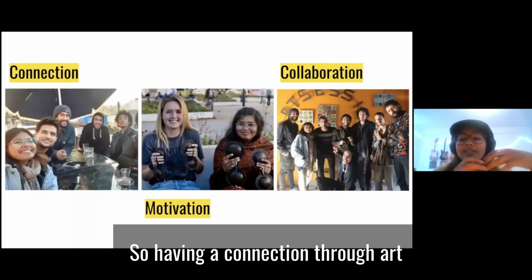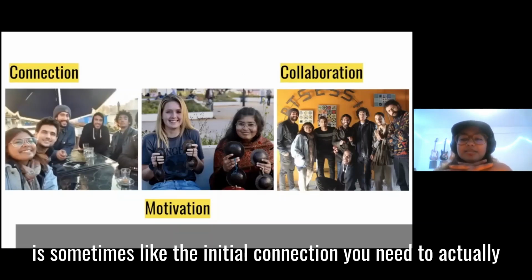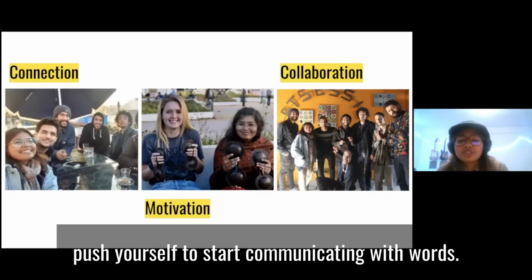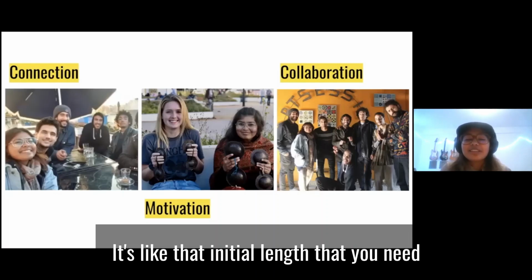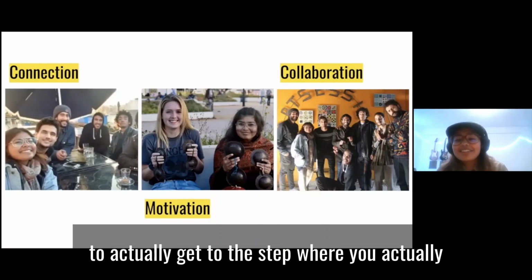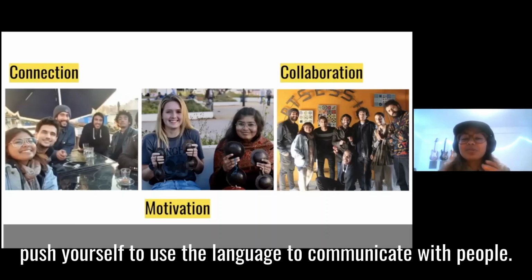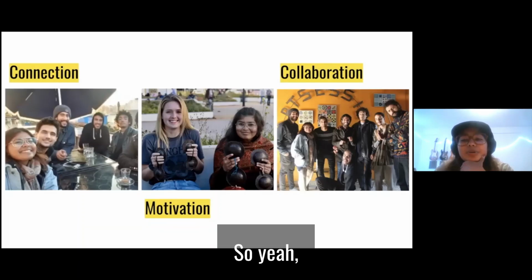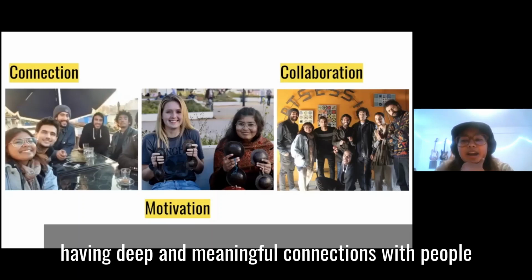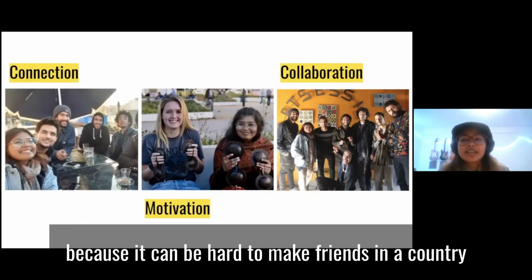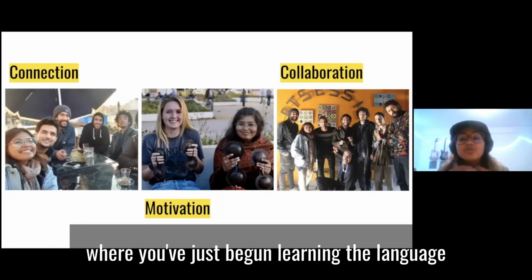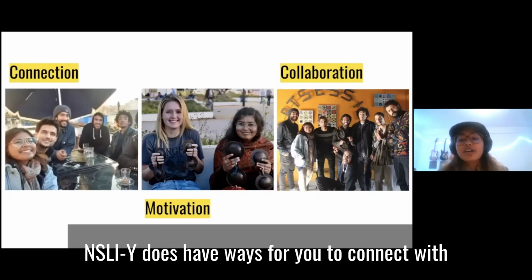So having a connection through art is sometimes the initial connection you need to actually push yourself to start communicating with words. Like Dana said, it could build connections where language couldn't yet. It's that initial link that you need to get to the step where you actually push yourself to use the language to communicate with people. So yeah, having deep and meaningful connections with people is a key motivator in language learning, because it can be hard to make friends in a country where you've just begun learning the language and about the culture.